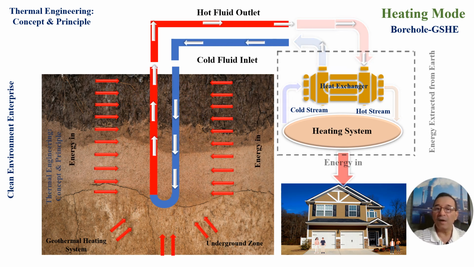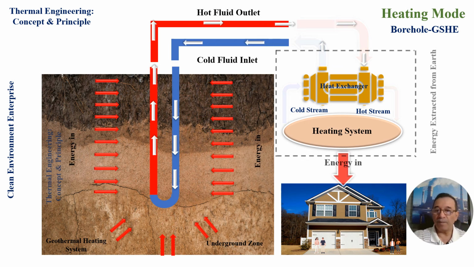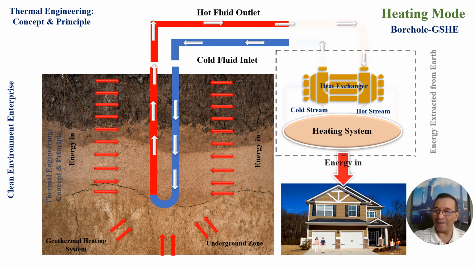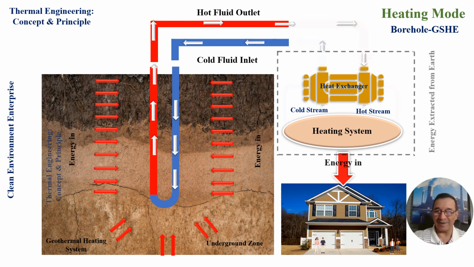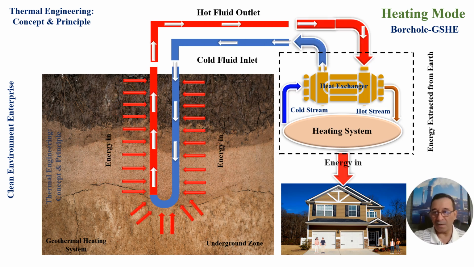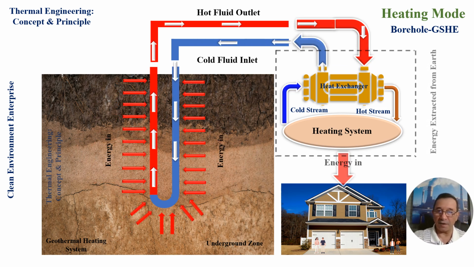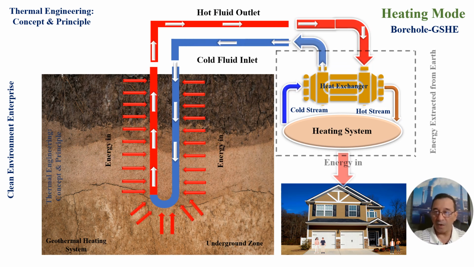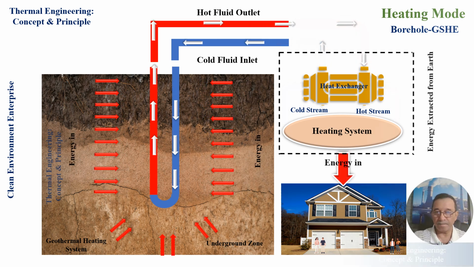In that way, we have extracted energy from Earth and transferred it to, for example, domestic use in this example. Heat can be transferred from the ground to the utility. In this case, we have the utility as heating for a house or maybe a restaurant or other applications. So this is how the heating mode operates.